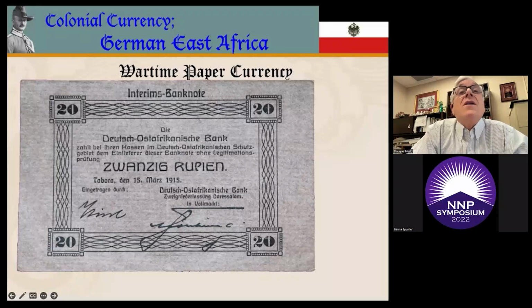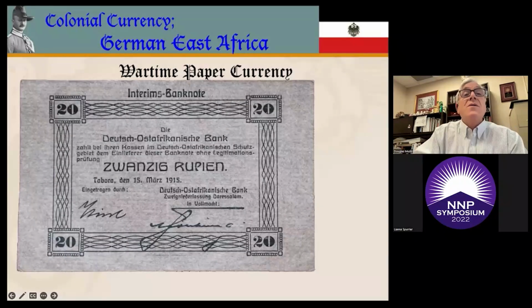The first of these, the 20 Rupian notes, appeared in March 1915. Soon thereafter, the presses were busily engaged in running off series after series of 1, 5, 10, 50, and 200 Rupian interim banknotes as well. The Deutsche Ostafrikanische Bank decided to print interim notes at Dar es Salaam and Tabora simultaneously for security reasons, starting at Dar es Salaam. Between 1915 and 1917, emergency notes were issued in denominations of 1, 5, 10, 20, 50, and 200 Rupian. So here's an example of the first issue of the 20 Rupian notes by the bank.